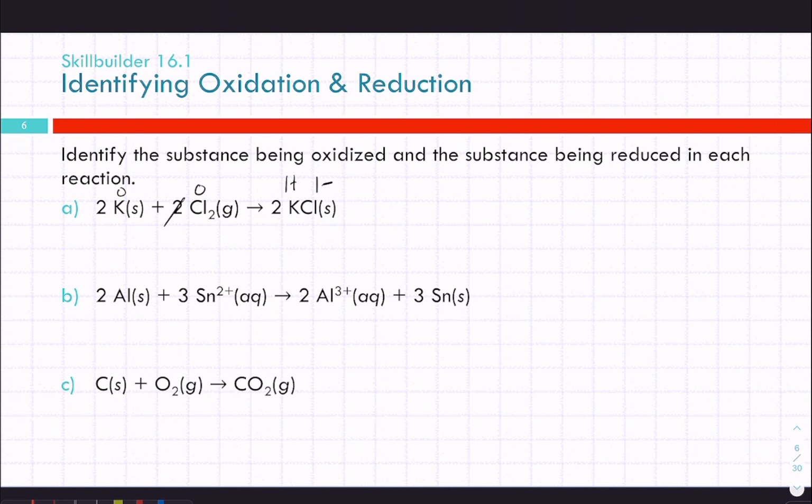Okay, so if potassium is losing 1 electron, is it being oxidized or reduced? Oxidation, yeah, oxidation is loss. So potassium is being oxidized. So then chlorine is being reduced.